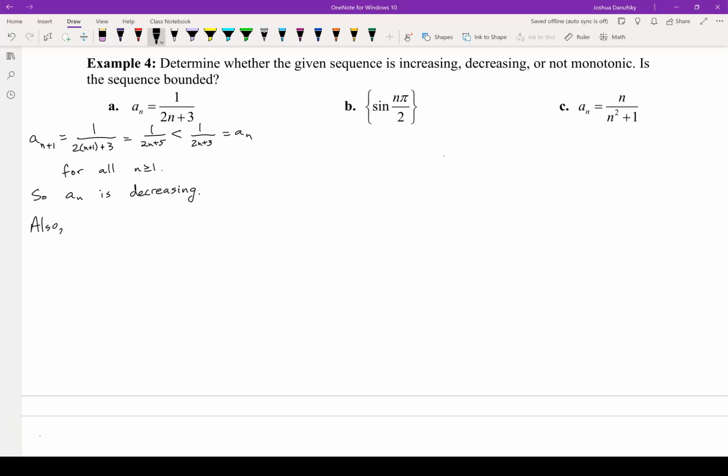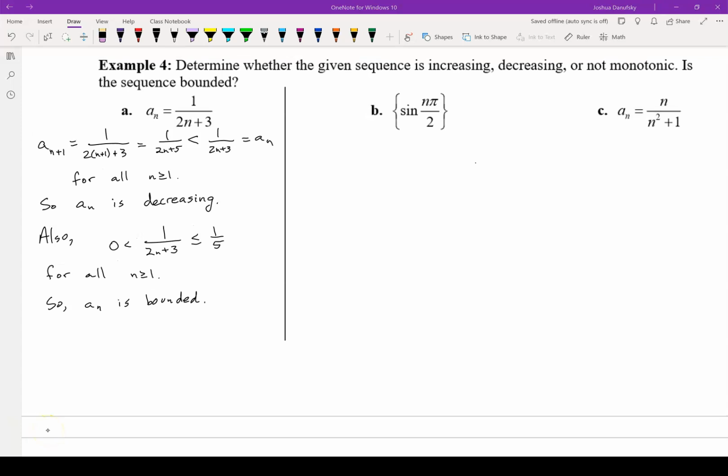Also, notice that a sub n is always greater than 0, but it's also less than or equal to 1/5. When we plug in 1, we obviously get 1/5, and then after that, every subsequent term is smaller, so every term in our sequence is less than or equal to 1/5. So a sub n is bounded. Now, by the monotonic sequence theorem, every bounded monotonic sequence is convergent. So a sub n is convergent.